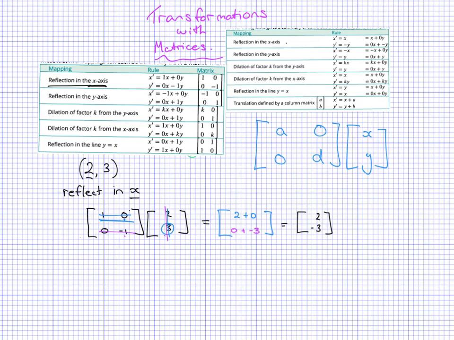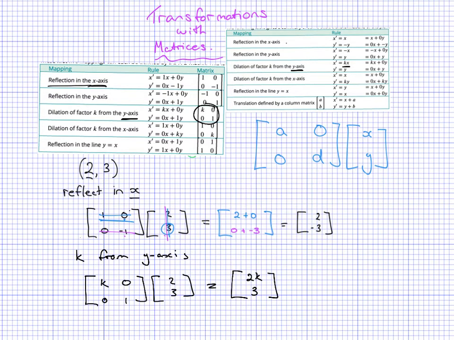All right, so the next thing for the same question with the same point (2, 3) is to dilate it by a factor of k from the y-axis. If we look back up here, dilation from the y-axis affects the x variable. If we look over here in the matrix table, we have dilation from the y-axis. This is the matrix we're going to use. So it's going to be k, 0, 0, 1 multiplied by the point, and it's going to produce us an answer of 2k and 3.